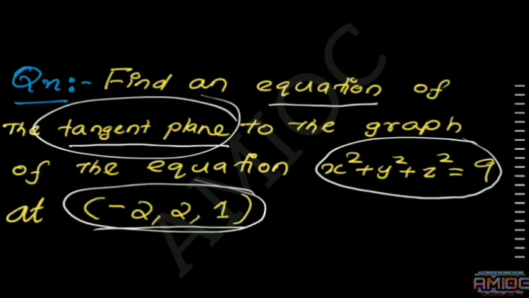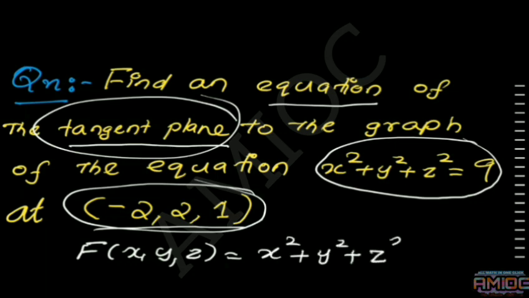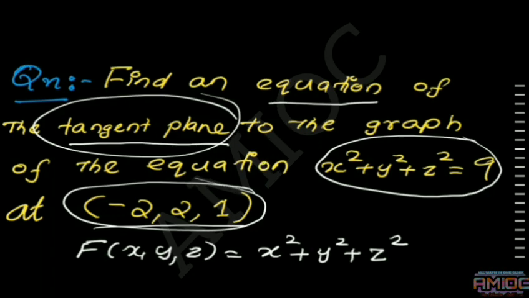If we consider the function given by f of x, y, z equal to x squared plus y squared plus z squared, this is a 3 variable function, and each of the functions x squared, y squared and z squared are differentiable. The sum of these differentiable functions is differentiable. Therefore, this function F is a differentiable function of 3 variables.